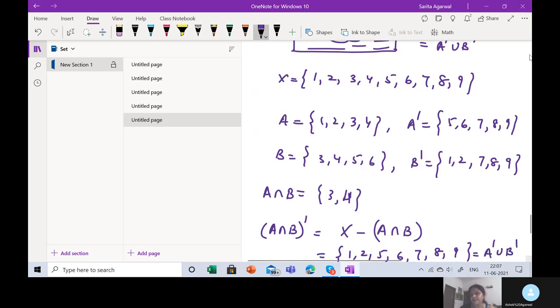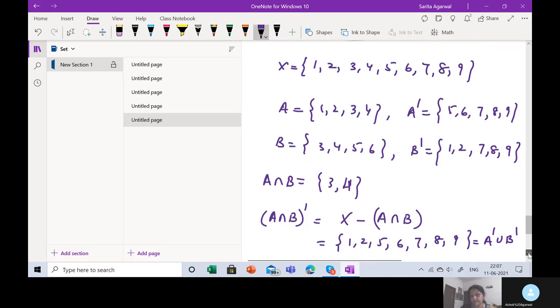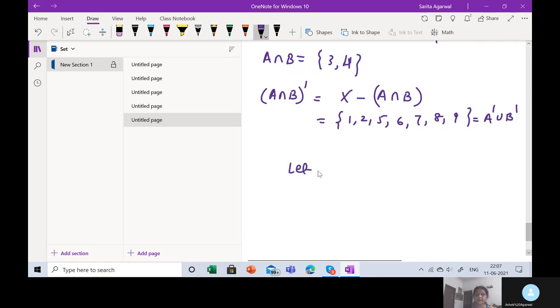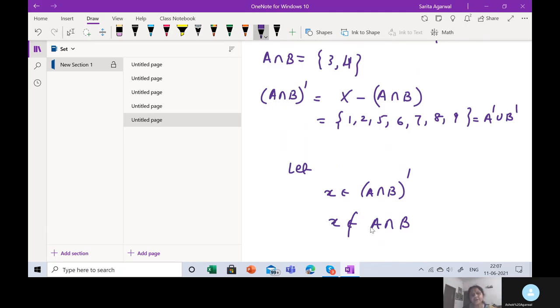Now, logically, we will prove this. That X belongs to (A intersection B) complement means X does not belong to A intersection B, right? Means X does not belong to both A and B. So that means X is not in the intersection.